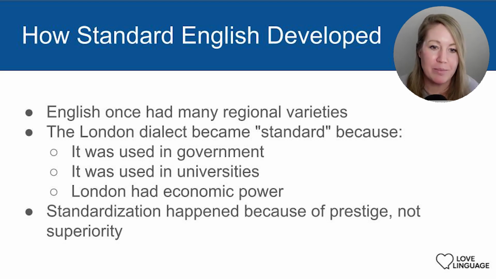So the dialect that became standard English was the one spoken in and around London, and it gained prominence for several reasons. It was geographically centered. It was used in government and legal institutions. It was associated with universities like Oxford and Cambridge, and it had economic prestige because London was becoming a major center of trade. So standardization is not about linguistic superiority, it's about historical circumstances and social power.